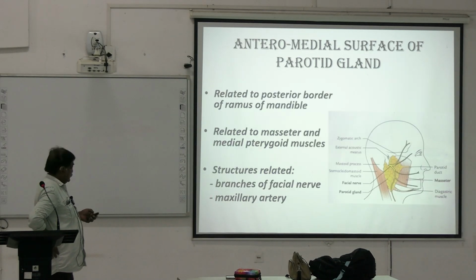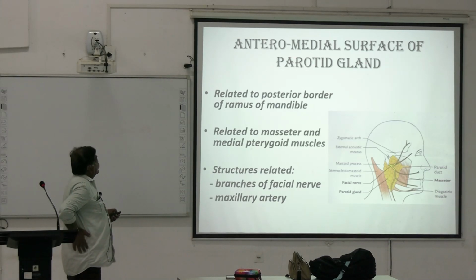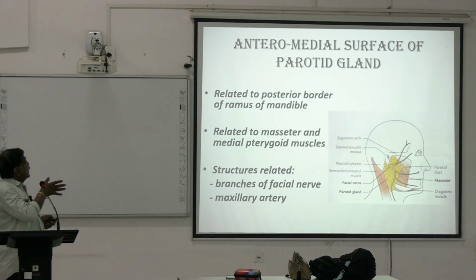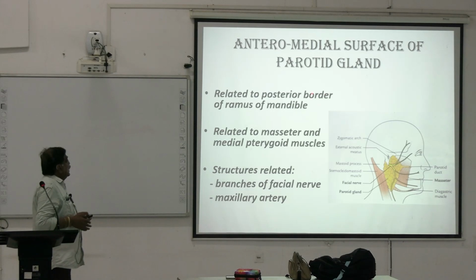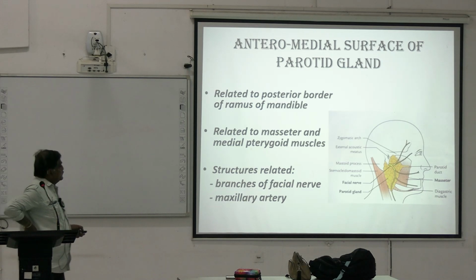Next. Now, the anteromedial surface of the parotid gland is related to the posterior border of the ramus of the mandible, and the structures related are the branches of the facial nerve and the maxillary artery. Next.